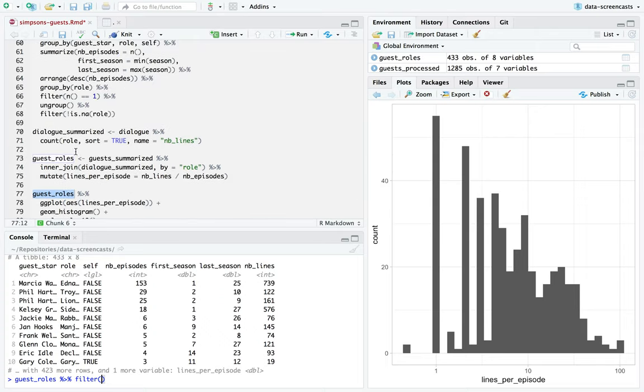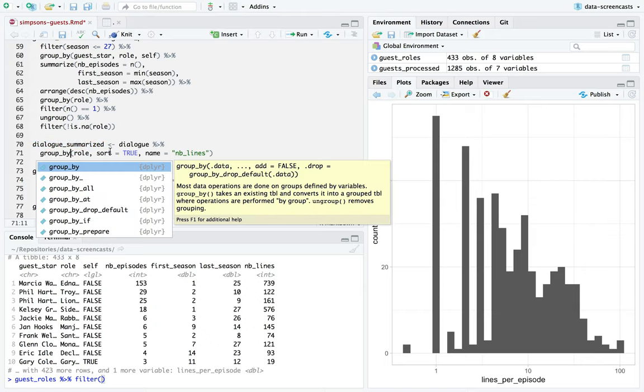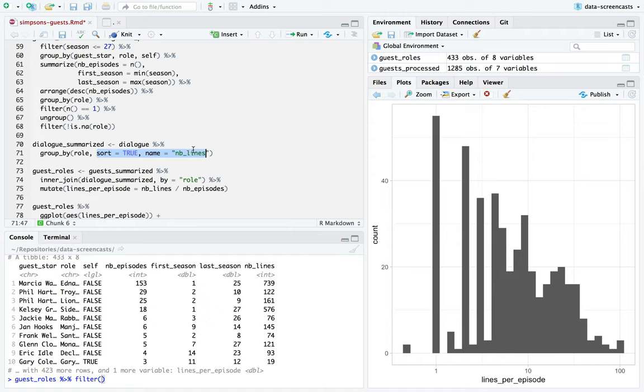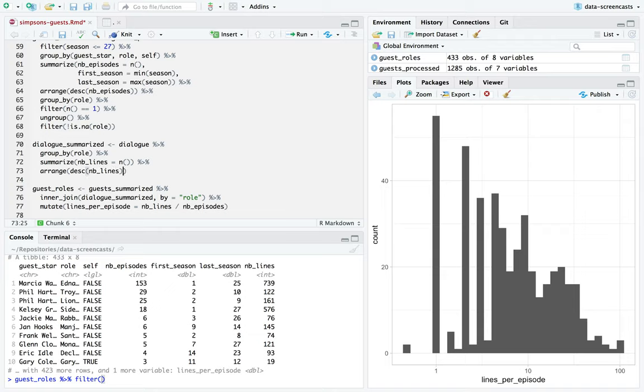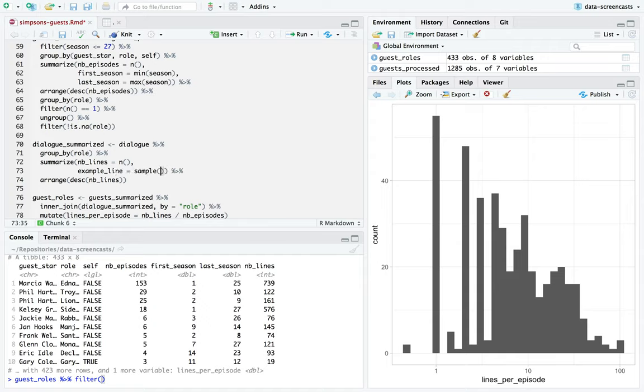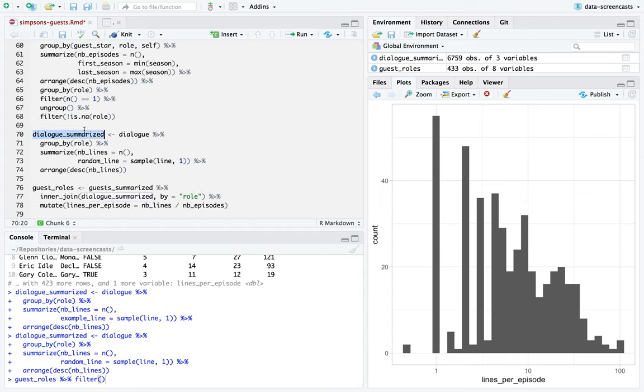What I'm going to do when I summarize, I've got my dialogue summarized. I'm going to change that back to a group by role. Summarize NB lines as n. And I'm also going to arrange descending NB lines. I'm going to do a second step where I say example line equals sample one item from their lines. So I get a random line. I'm going to even call it a random line to be really clear what it is.